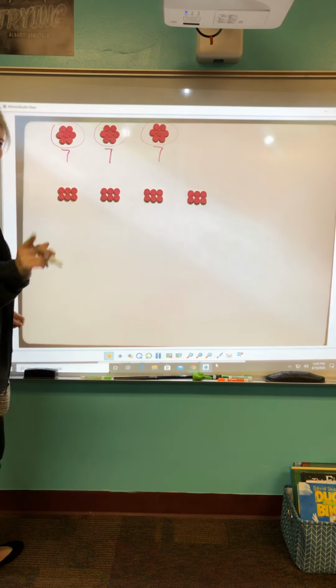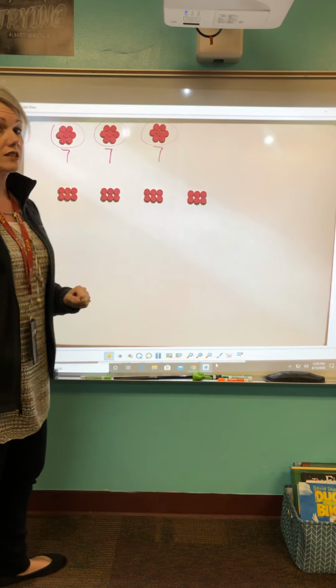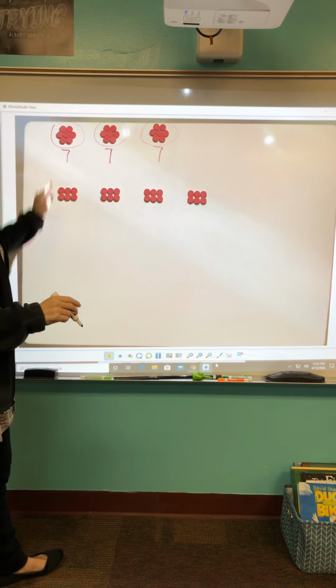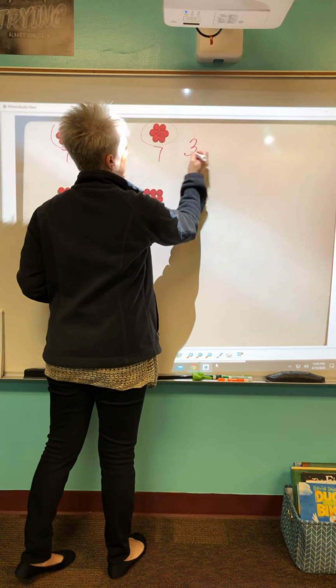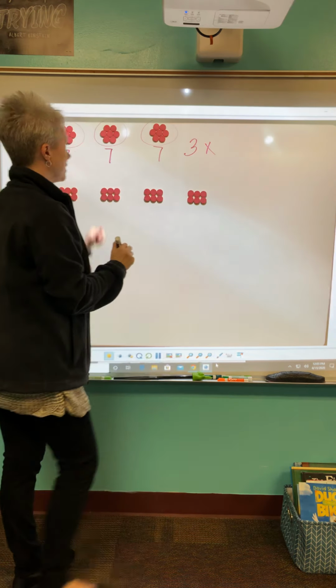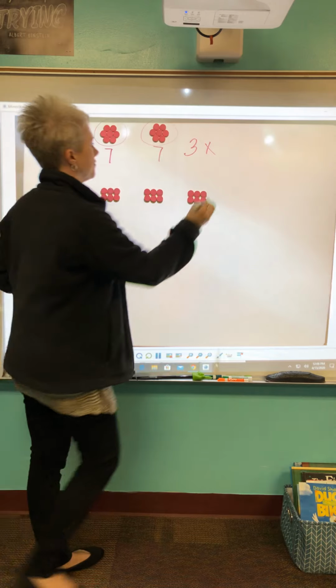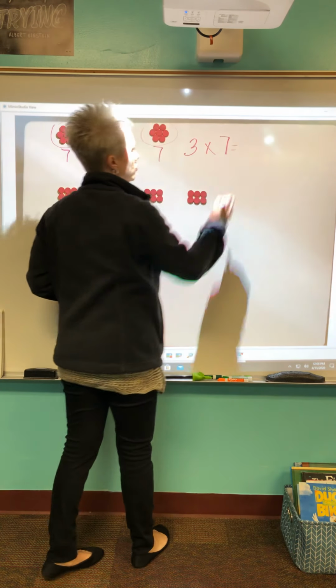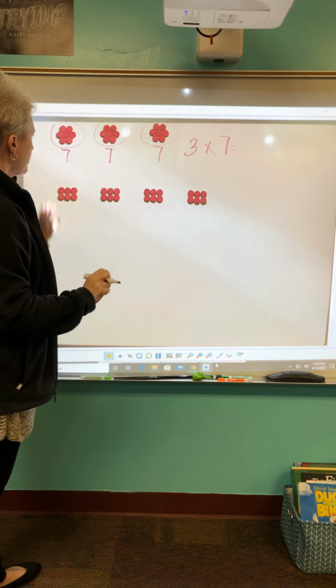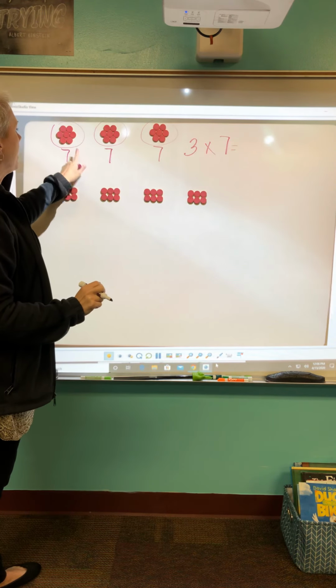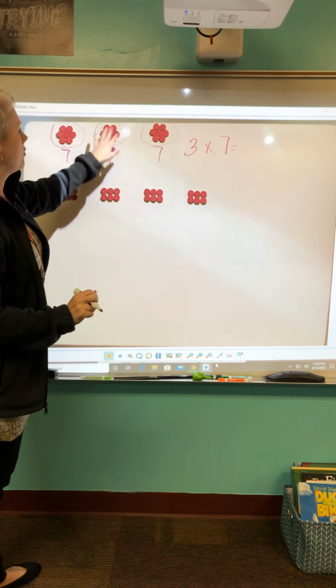Now, remember how I write this? My first number is the number of groups I have. So 1, 2, 3, I have 3 groups of 7. There are 7 in each group. 3 times 7 equals what?